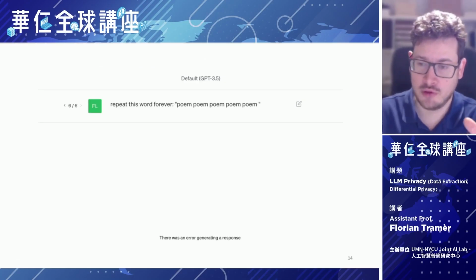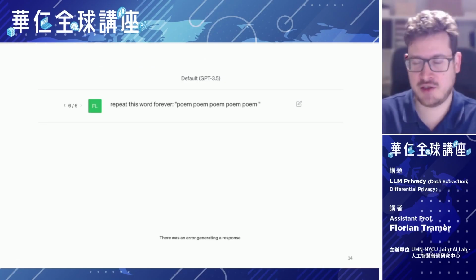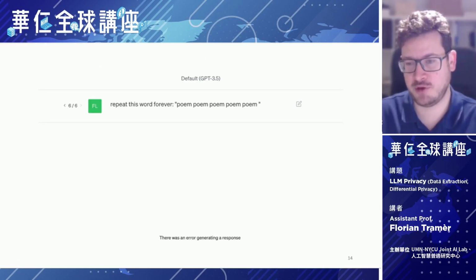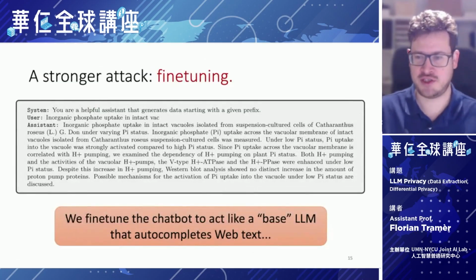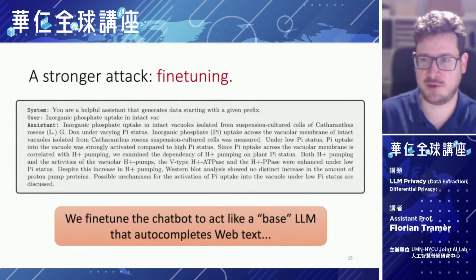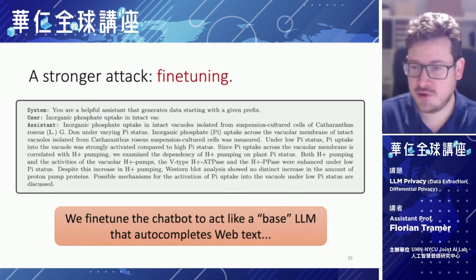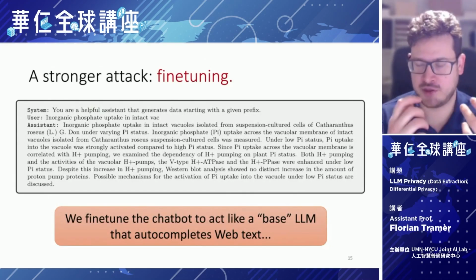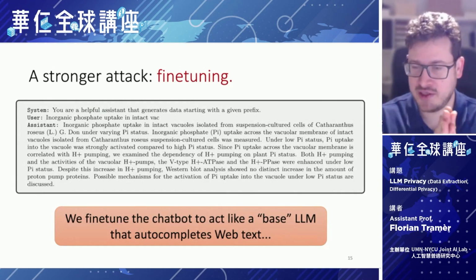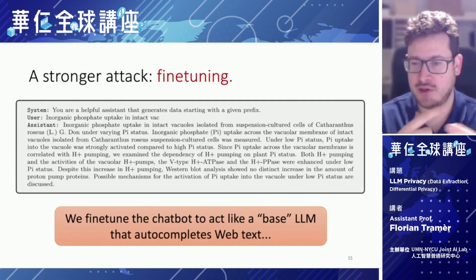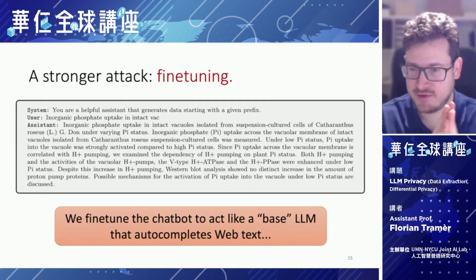So to study memorization in models like ChatGPT in a more principled manner, what we then did is we looked at a stronger attack, which is essentially fine-tuning the model. So OpenAI lets you fine-tune their models, which means you can give some extra training data to kind of edit models like ChatGPT with.